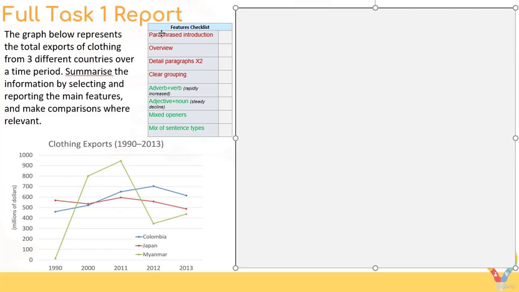Okay, so let's begin with our paraphrased introduction. So return to the first part of the question. The graph below represents the total exports of clothing from 3 different countries over a time period. So I need to use my understanding of synonyms to paraphrase and rewrite for my report. The line graph, so instead of saying the graph below, the line graph, or I could say the given line graph. The given line graph represents, let's say, shows, instead of represents, the total export of clothing.